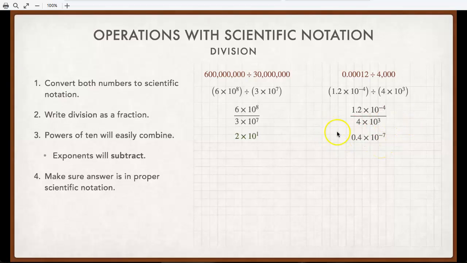Be careful, we need to fix this here because we don't have anything to the left of the decimal. So 0.4 we can rewrite as 4 times 10 to the negative 1, multiplied by 10 to the negative 7, and so it'll be 4 times 10 to the negative 8, those combined.